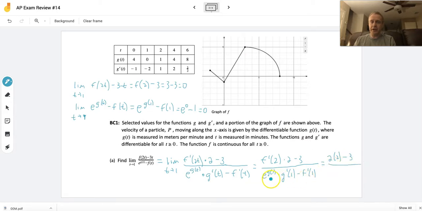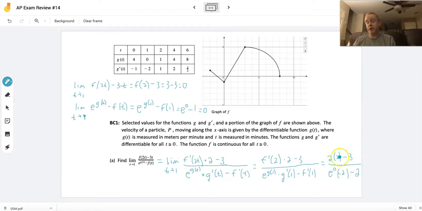And then in our denominator, g of 1, again, that's just 0, so we can write e to the 0 times g prime of 1, which from our table is just negative 2. And then minus f prime of 1, and f prime of 1, same as f prime of 2, we're on this portion of our graph of f, which has a slope of 2. And at this point, all of this here is just numerical expressions, which you can input into a calculator. So this here would be our final answer.